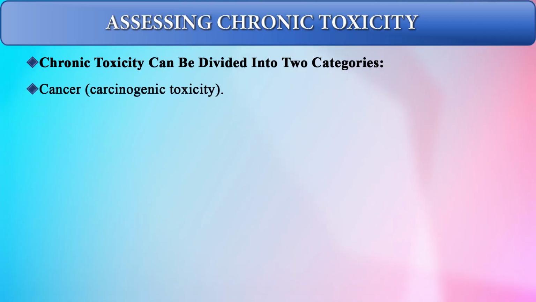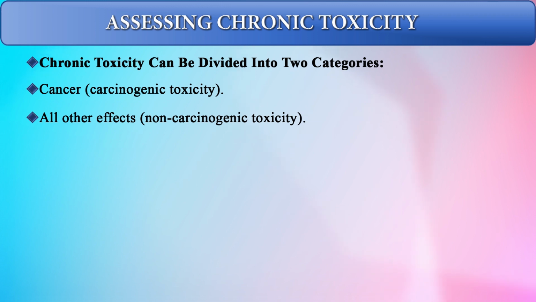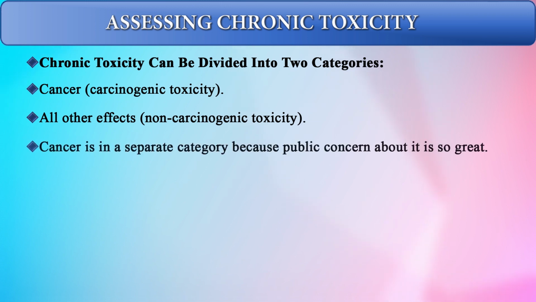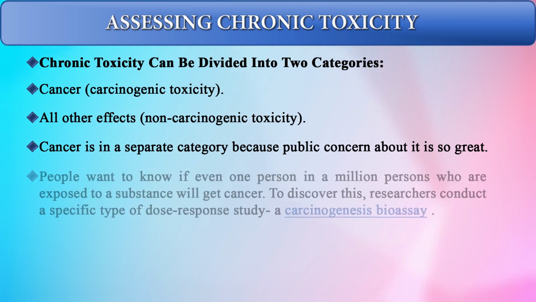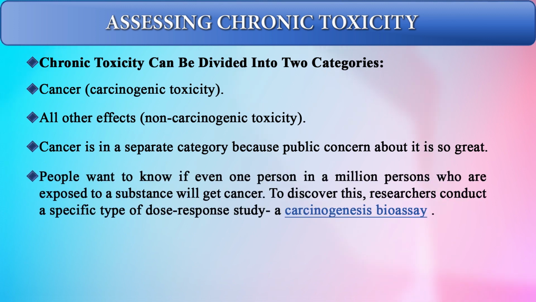Chronic toxicity can be divided into two categories: cancer-causing or carcinogenic toxicity, and all other effects, that is, non-carcinogenic toxicity. Cancer is a separate category because public concern about it is so great. People want to know if even one person in a million who are exposed to a substance will get cancer. To discover this, researchers conduct a specific type of dose-response study known as a carcinogenesis bioassay.